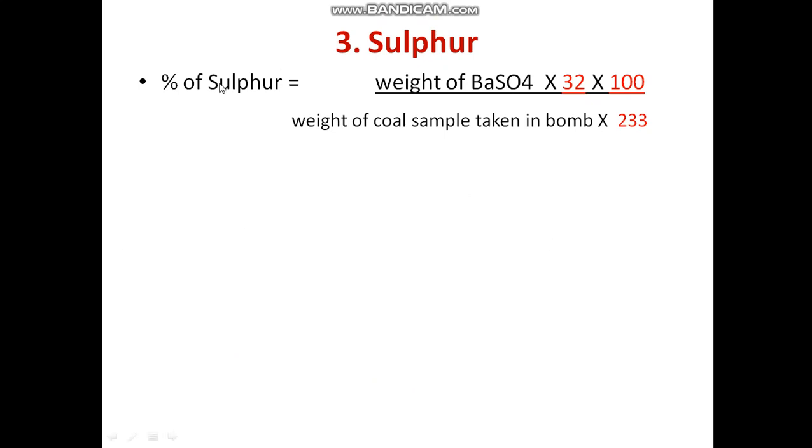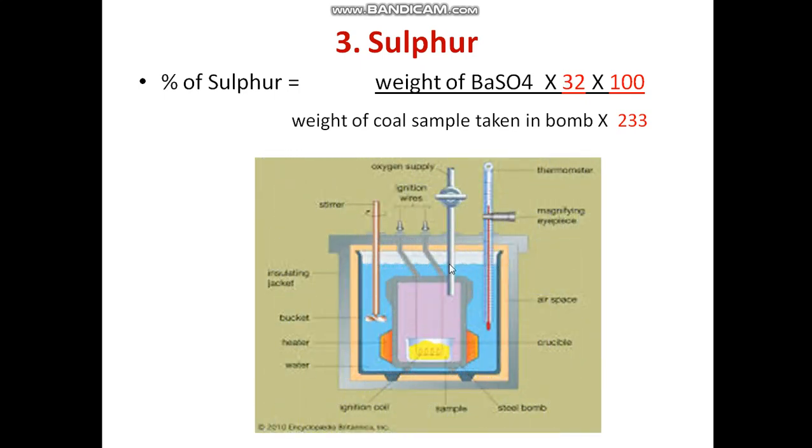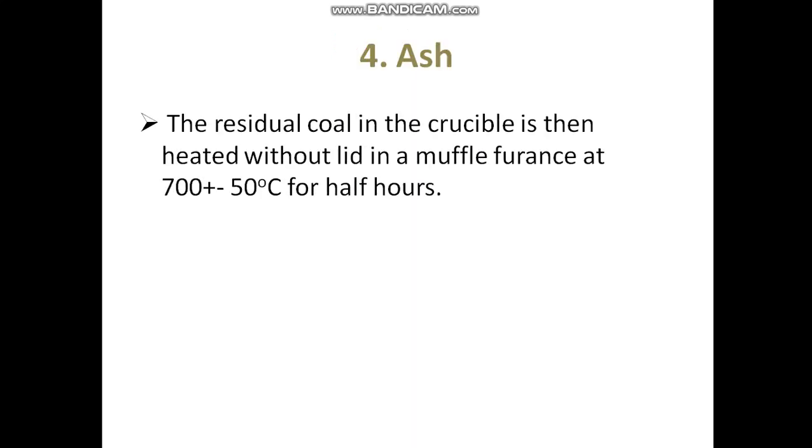So how are we going to calculate the percentage of sulfur? It will be the weight of barium sulfate multiplied by 32 into 100 upon the weight of the coal sample taken in the bomb into 233. For barium sulfate the weight comes to be 233 and for sulfur the weight is 32. This is a diagram of the bomb calorimeter, where we can calculate the calorific value of the coal sample.